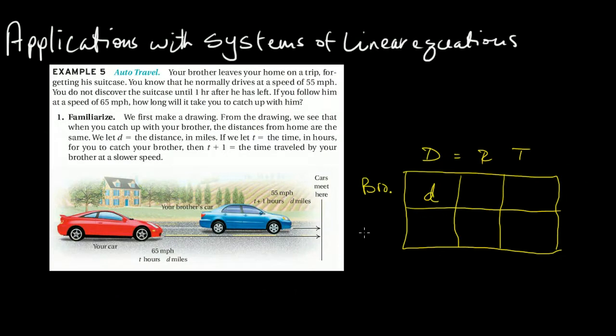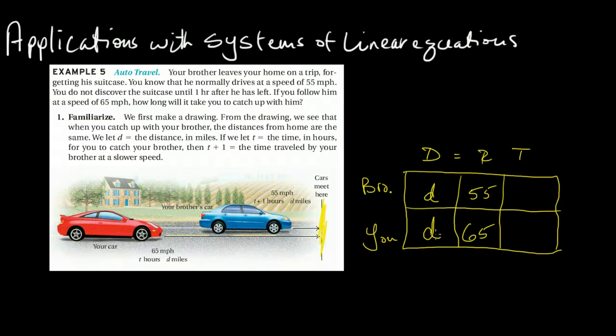And then there is you, and as you can see by the drawing, we're going to meet in the same location, right? So we're also going to go D. We have to go the same distance so that we can meet each other. We know that the brother goes at 55 miles per hour, whereas we go at 65 miles per hour. Now here's the time.